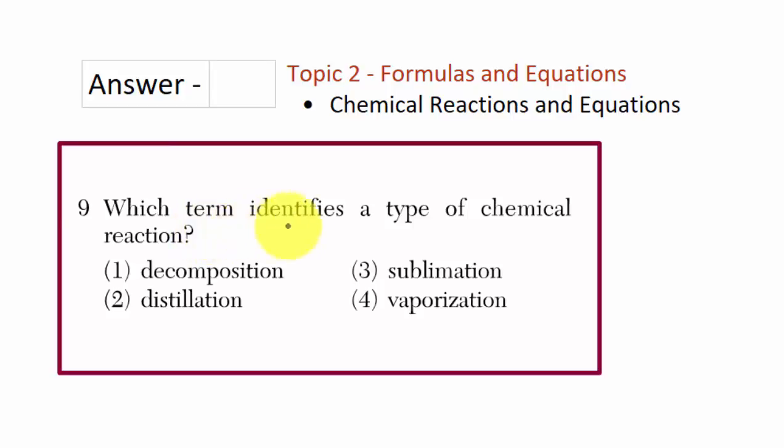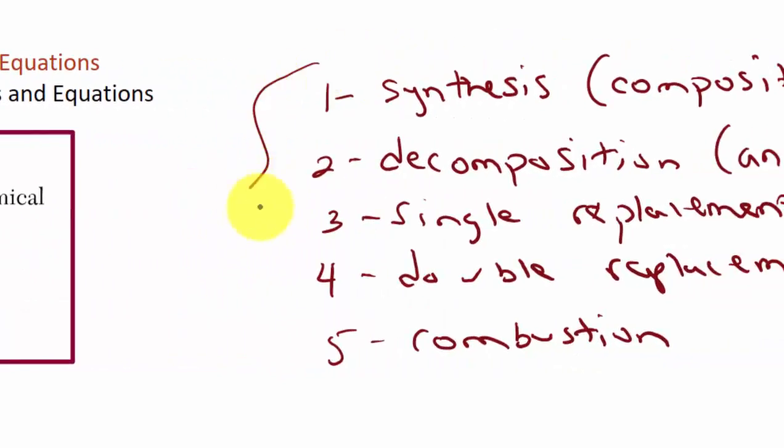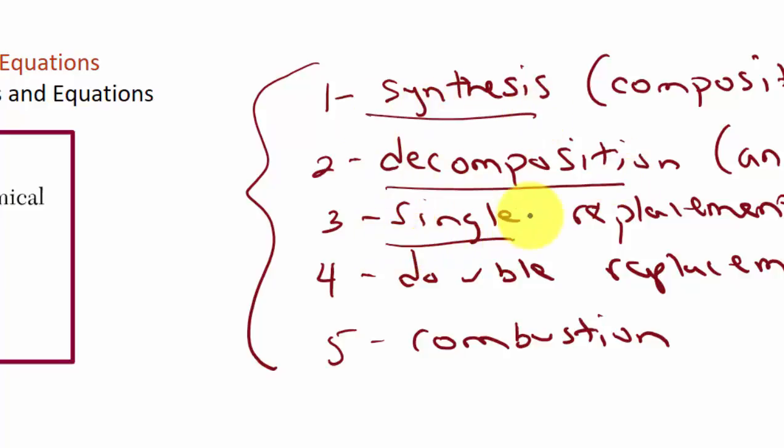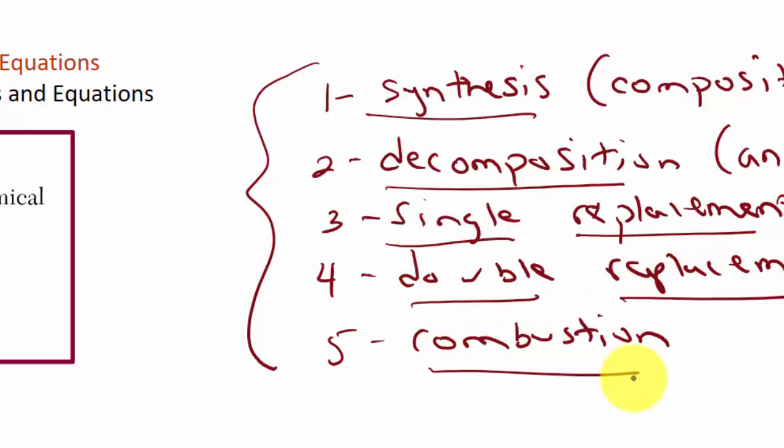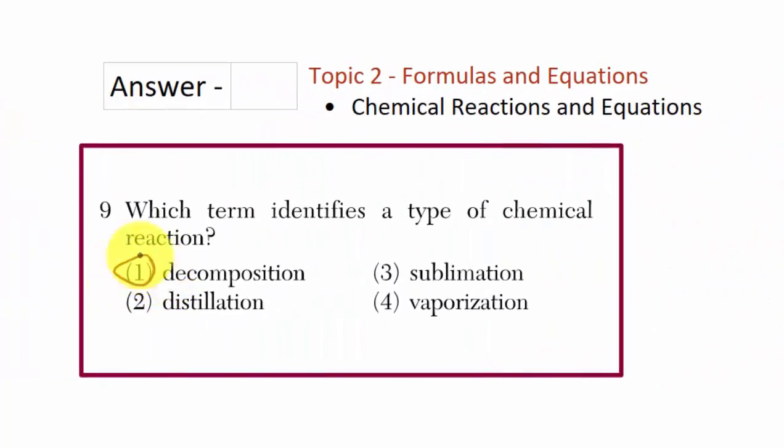Question 9. Which term identifies a type of chemical reaction? Recall from your studies that there are essentially 5 types of chemical reactions. They are synthesis, decomposition, single replacement, double replacement, and sometimes you see listed combustion as a type of chemical reaction. So all we have to do is find something from that list on our collection of answers, and you can see it right away. It's number 1, decomposition reaction. Distillation is a process of separating mixtures. Sublimation is a phase change from solid to gas, and vaporization is a phase change from liquid to gas. So 1 is our correct answer.